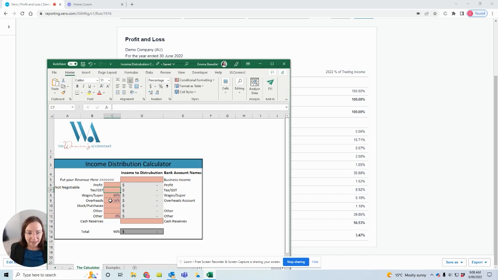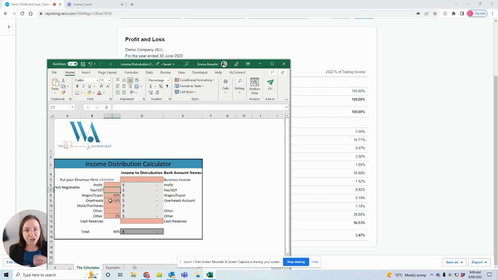Now, this one will vary based on different businesses. It'll vary if you're a sole trader, if you're a company, if you're in a partnership, all of those types of things, whether you're registered for GST or not. If you are a sole trader, what I would encourage you to do is have a look at your notice of assessment from last year.